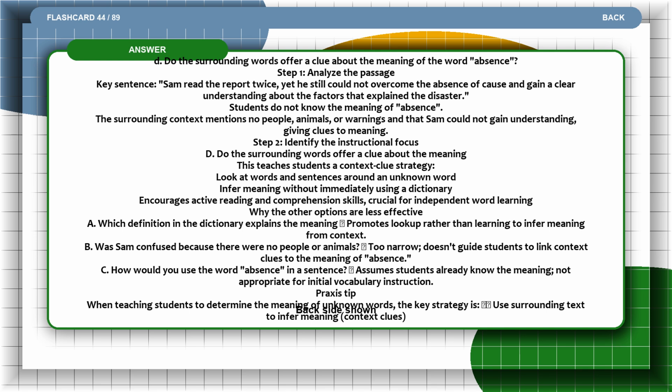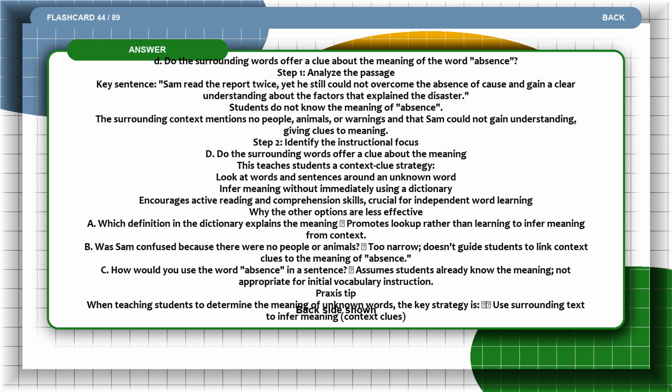Step 2. Identify the instructional focus. D. Do the surrounding words offer a clue about the meaning? This teaches students a context clue strategy: look at words and sentences around an unknown word, infer meaning without immediately using a dictionary. It encourages active reading and comprehension skills, crucial for independent word learning.